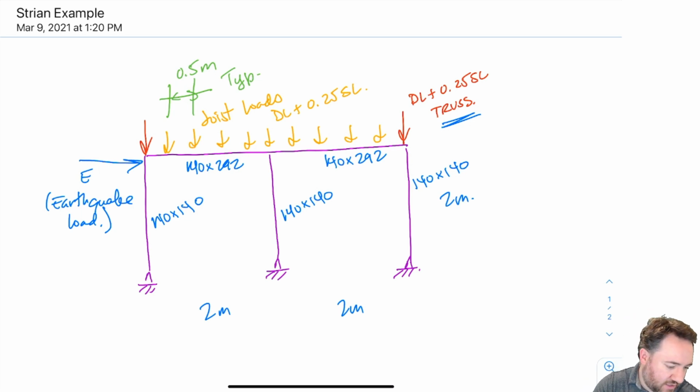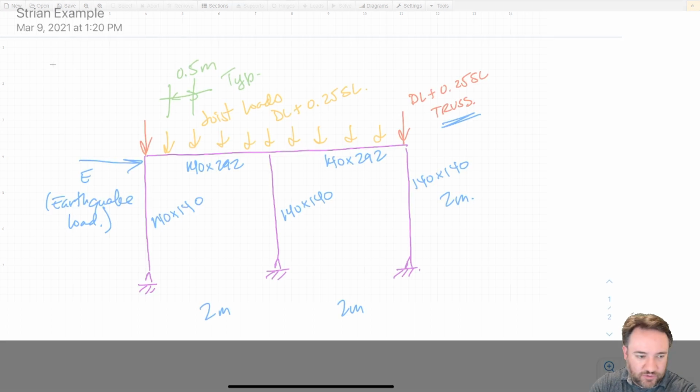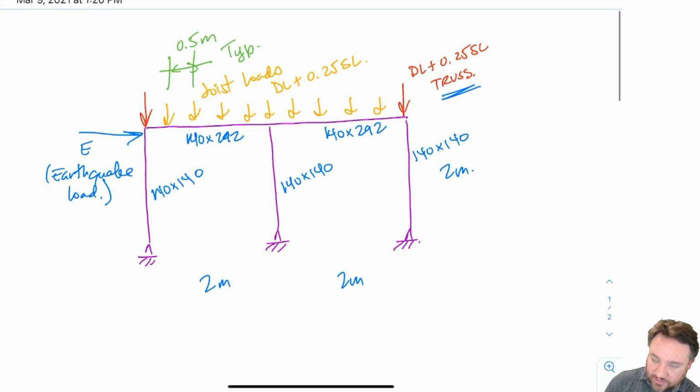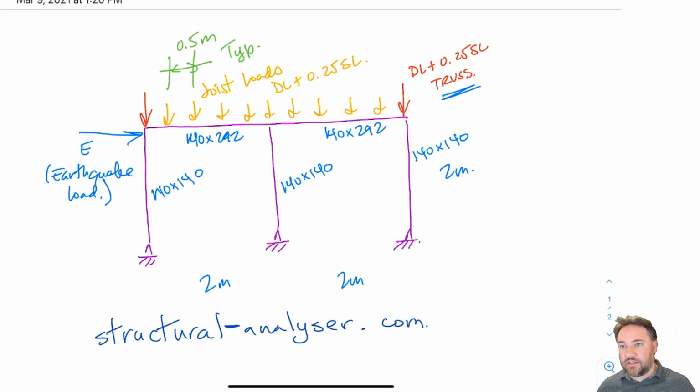So here's the software here. If you're looking for this, the URL is online, but I'm going to copy it on down here. This is structural-analyzer with an s.com. There is a hyphen in the middle here, structural-analyzer.com. And if you go to that website, you are going to see something that looks like this.